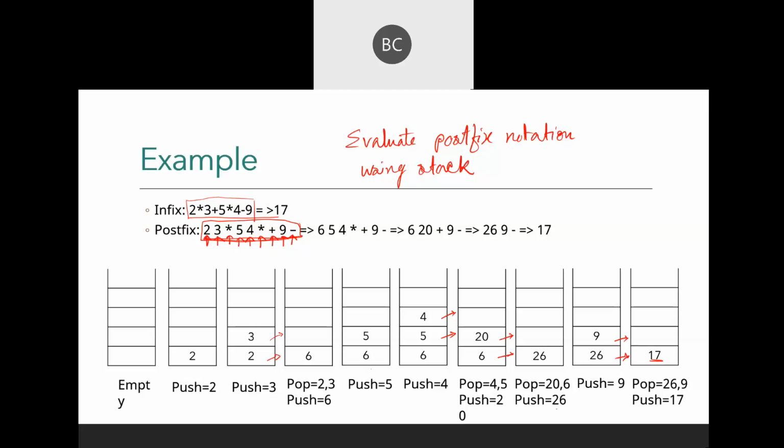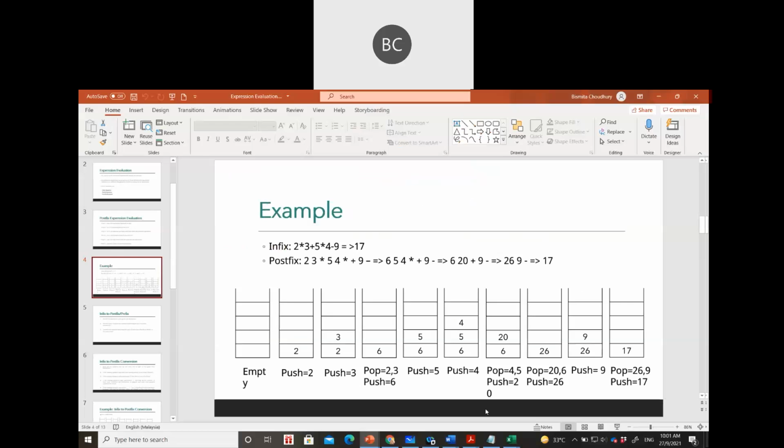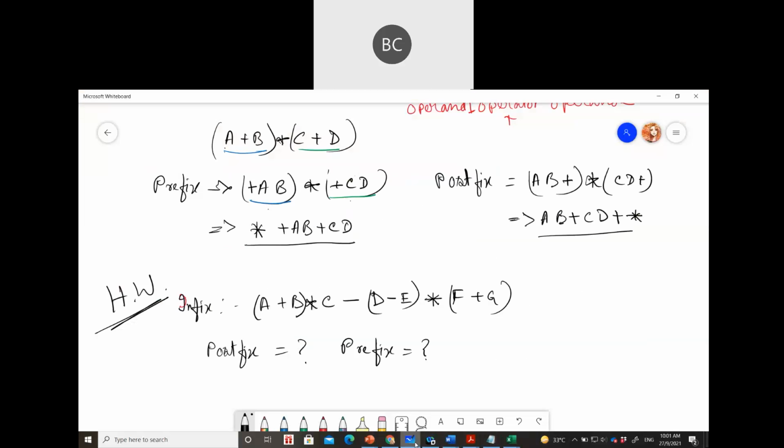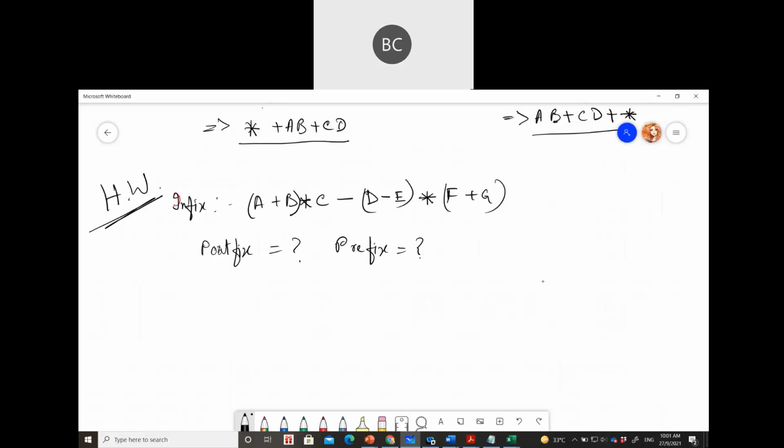If yes, then I'm giving you a homework again. Okay, this one you have to already find. Next, what you have to find is to evaluate postfix using stack.